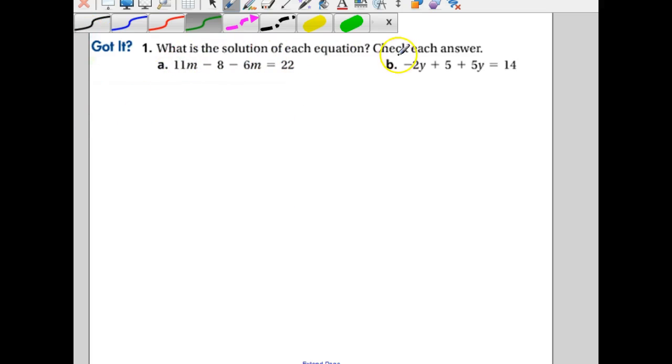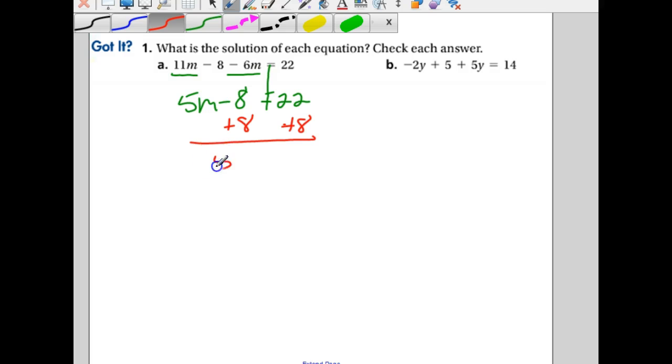Alright, what is the solution of each equation? Check your answer. So once again, if the variables are on the same side of the equal sign, here's your equal sign, variables are on the same side, just combine the like terms. 11m minus 6m. That makes it 5m. You also got a negative 8. Don't forget to bring that sign down with it. So it's a negative 8. And that's going to equal 22. So then you just got to solve a two-step equation, and you'll be good. 5m equals 30. m will equal 6.